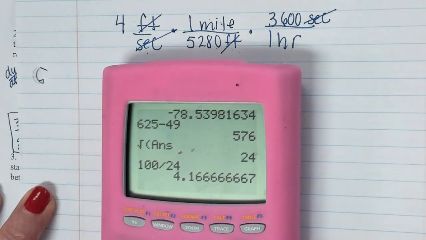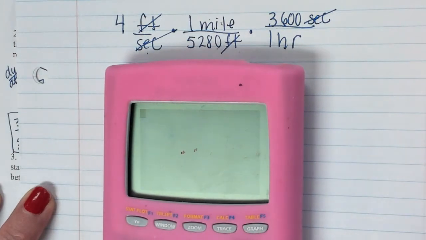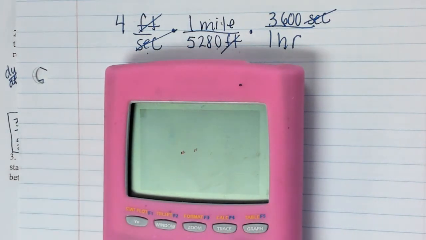That conversion like that, it's probably the easiest way to do it, because, you know, you think, do I multiply or do I divide by 5280? Do I multiply or divide by 3,600? If you set it up like this, you'll always be correct.